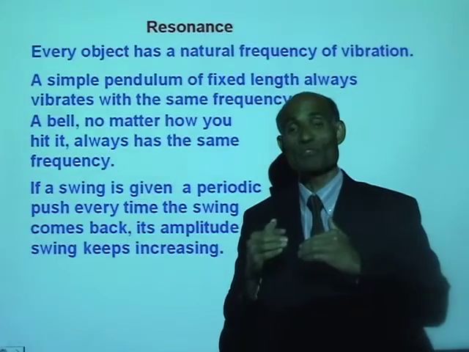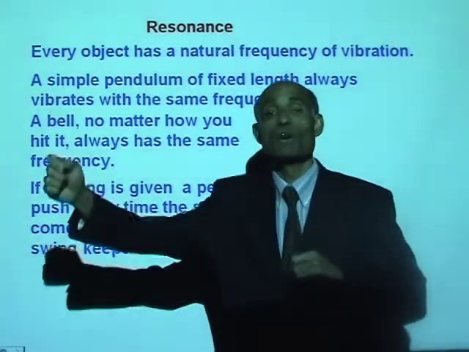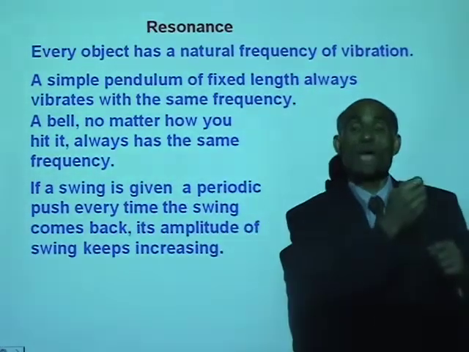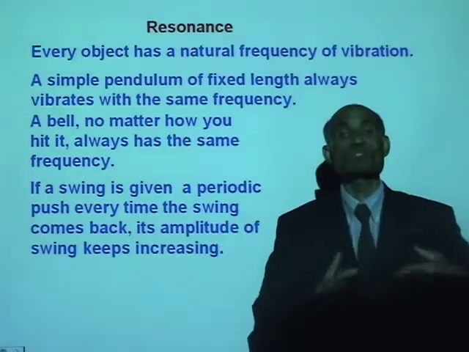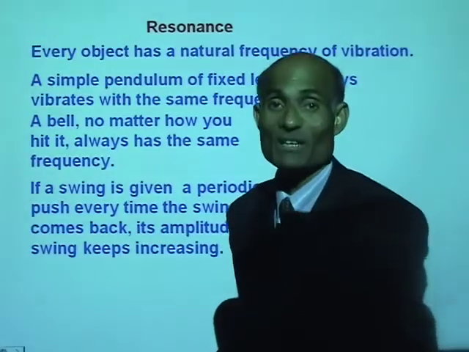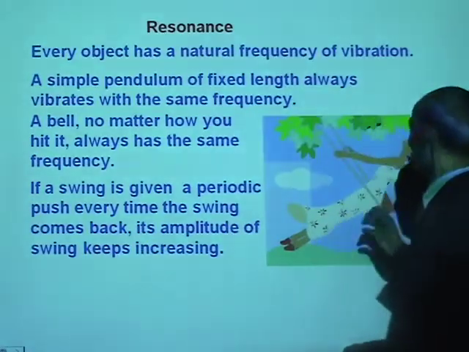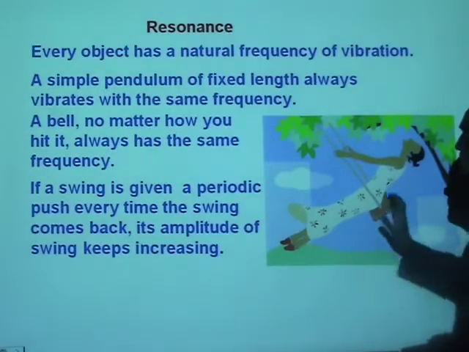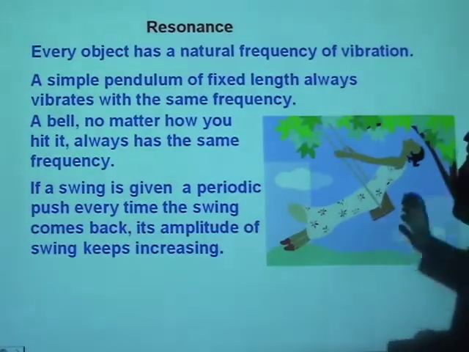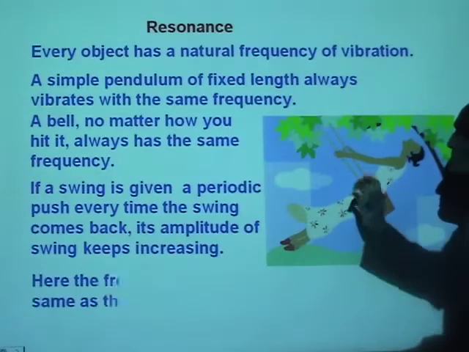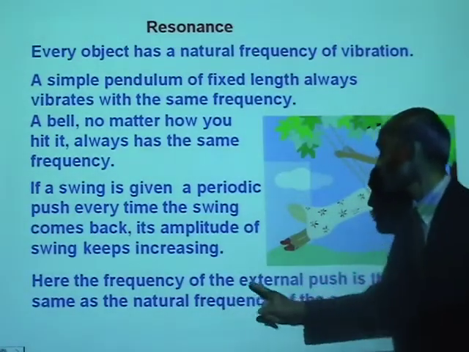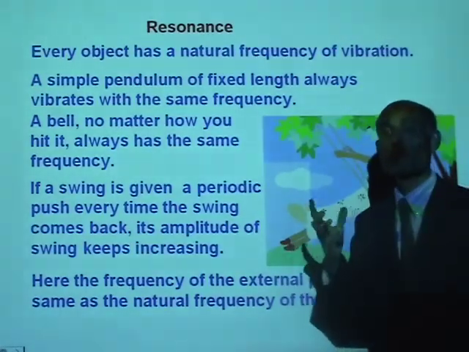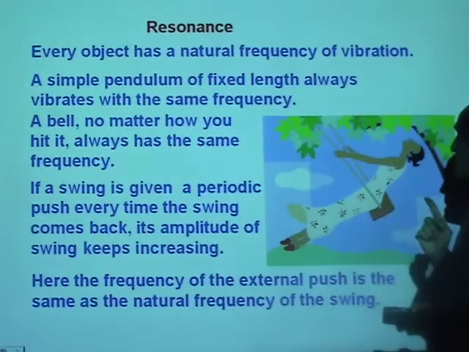Now, when that happens, what does the swing do? The swing will oscillate with larger and larger amplitude. The amplitude of the swing will keep on increasing. That's a very interesting phenomenon. Every time the swing comes towards you, you give it a push, and the amplitude of vibration will keep on increasing. Here the frequency of the external push and the natural frequency of the swing are both the same. I hope you understand the meaning of that.